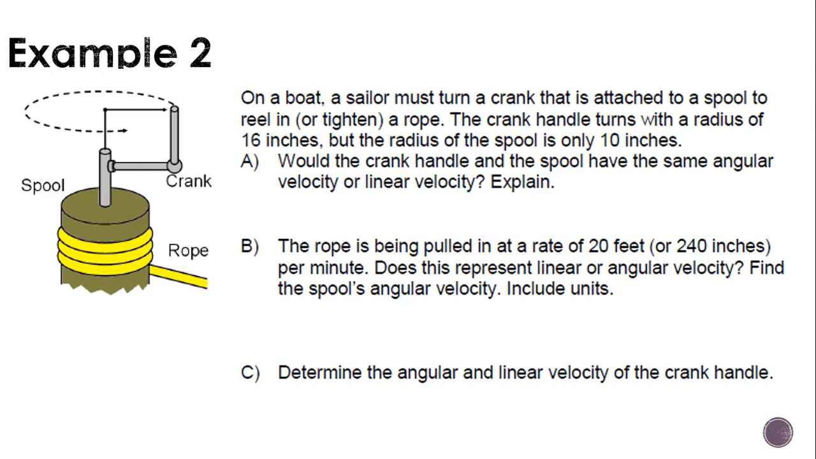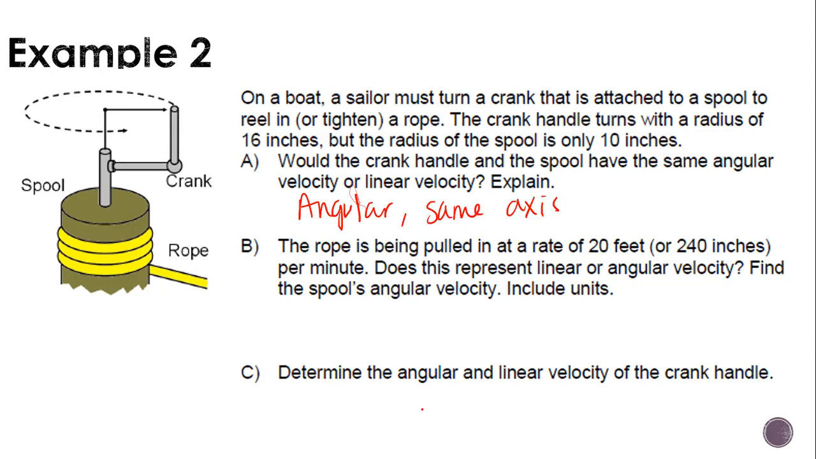On a boat, a sailor must turn a crank that is attached to a spool to reel in or tighten a rope. The crank handle turns with a radius of 16 inches, but the radius of the spool is only 10 inches. Would the crank handle and the spool have the same angular velocity or linear velocity? Angular. Why? Because they're on the same axis. There we go. Good job. That's a test question. Easy. They're on the same axis, okay?